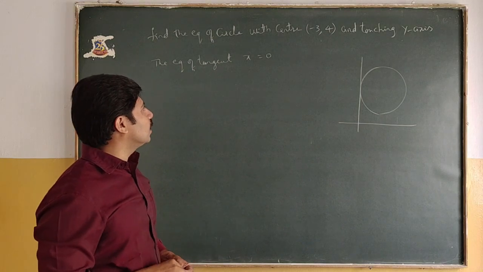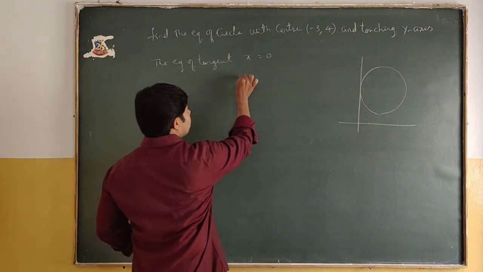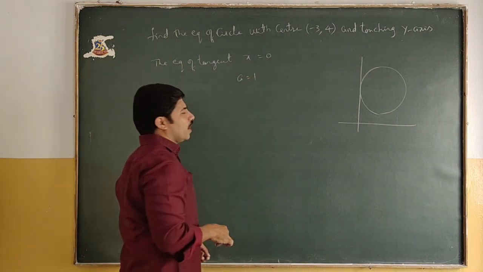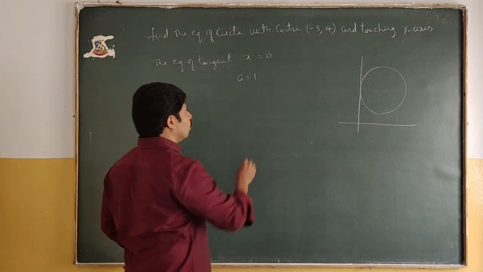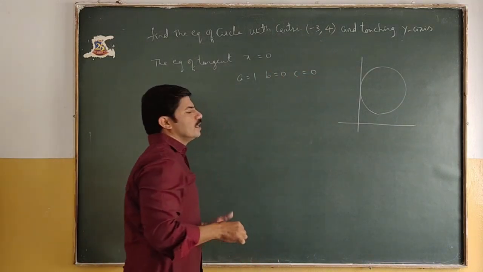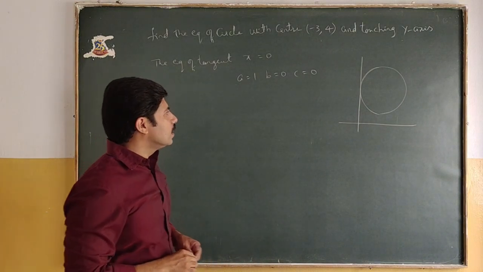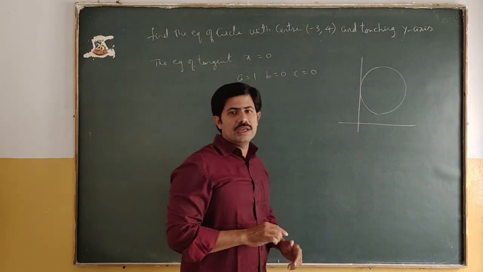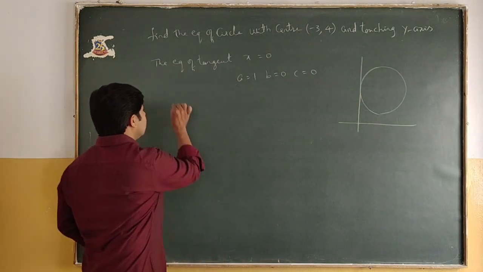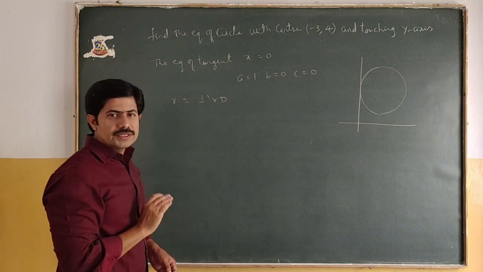From this equation, we have to find out the a, b, c values. That means the a value is the coefficient of x, which is 1. We don't have a y term, so the b value is 0. And we don't have a constant, so the c value is 0. Why are we finding the a, b, c values? Because the line is tangent to the circle. If a line is tangent to the circle, the condition is radius is equal to perpendicular distance.